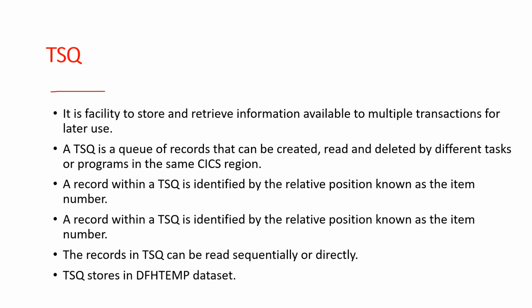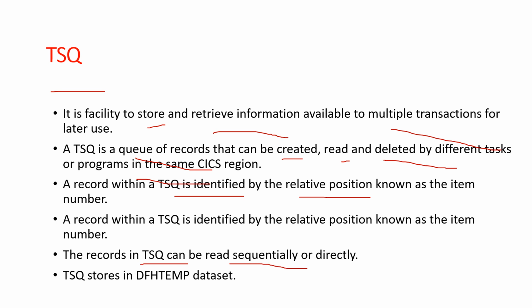Also, it is a facility to store and retrieve information, available to multiple transactions for later use. TSQ is a queue of records that can be created, read and deleted by different tasks or programs in the same CICS region. The records within the TSQ are identified by a relative position known as the item number, and records in a TSQ can be read sequentially or directly. Also, TSQ stores in the DFHTEMP dataset.